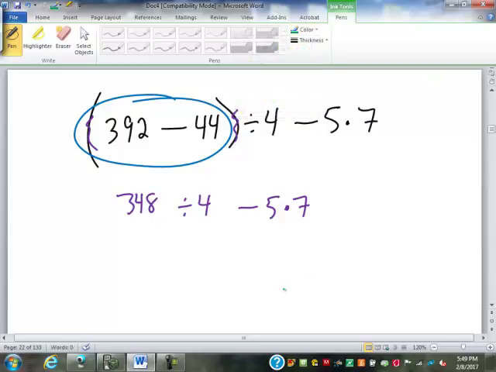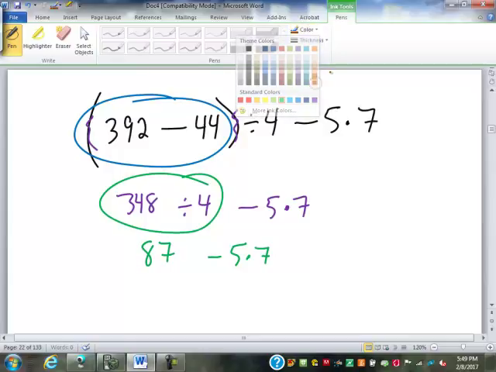So now what do we have to do? Divide. Left to right with division and multiplication. Multiplication and division, we're going to go left to right. 348 divided by 4 is 87. Good. So nothing else changes. We replace that with the 87.